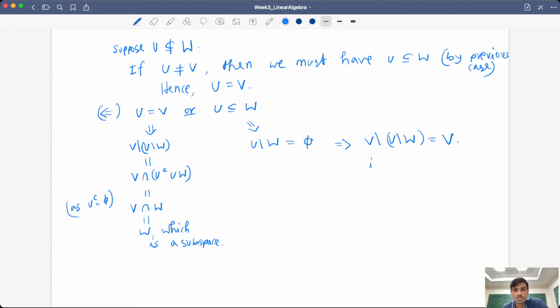So this is also a subspace. So in either case you get that this V minus (U minus W) is a subspace. So the converse is also done.